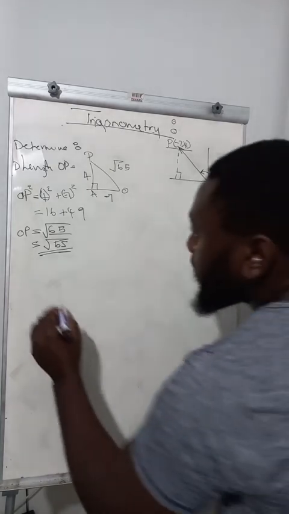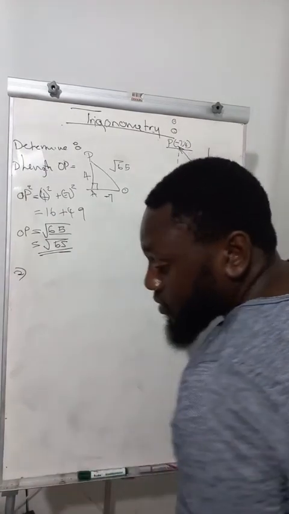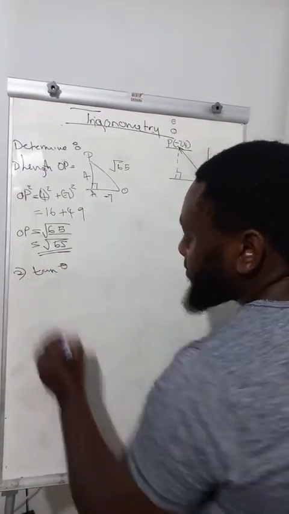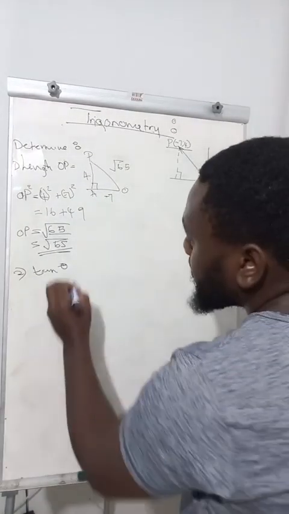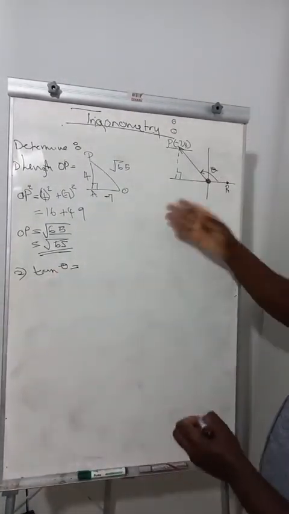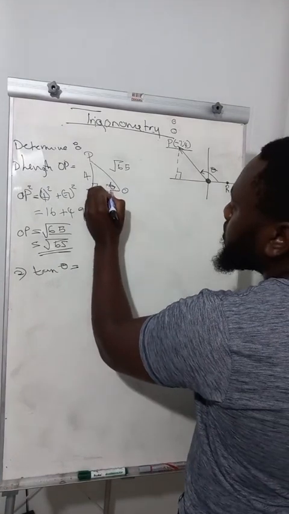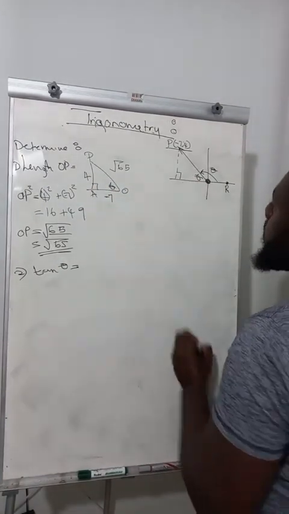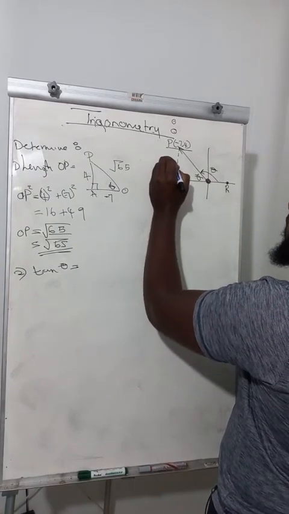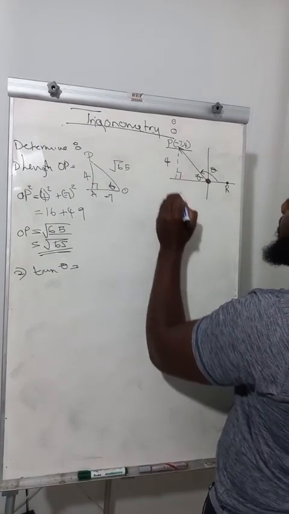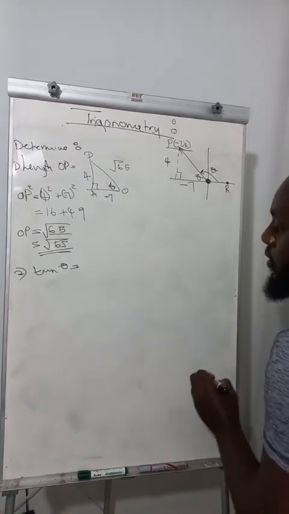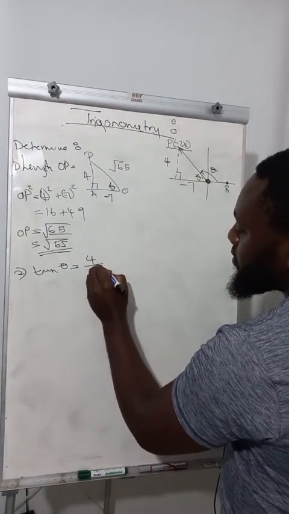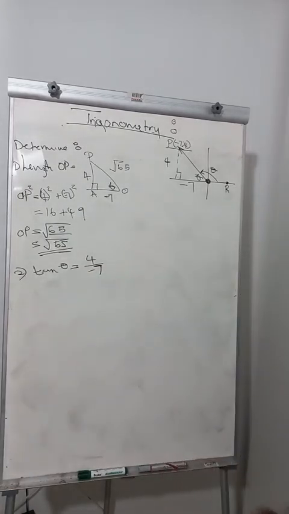Now the second question is saying tan theta. For tan theta, based on what I just did, do you see that you already have all the values? Here is theta, and here is just a 4, then a -7 here. So this will just give you 4 over minus 7.